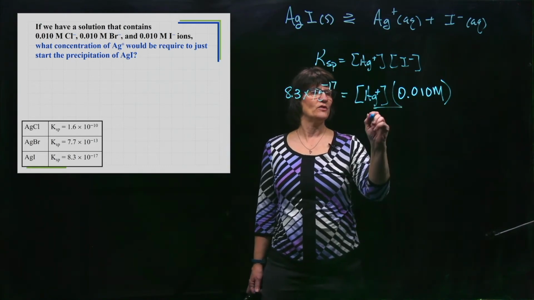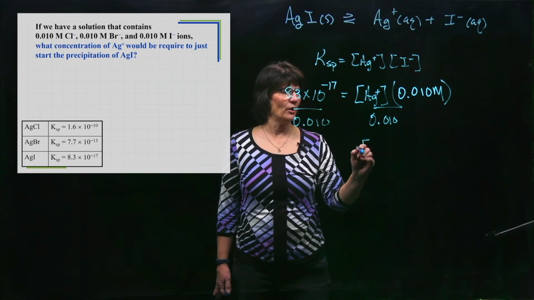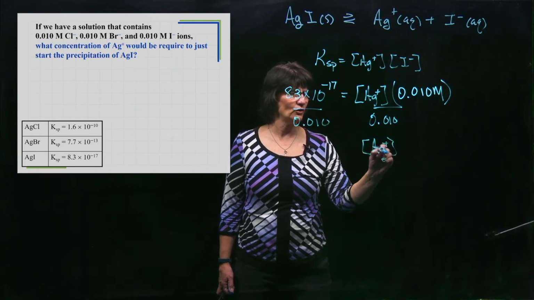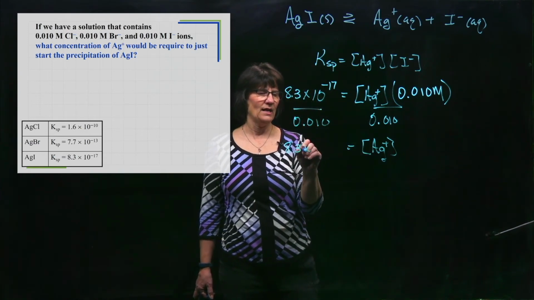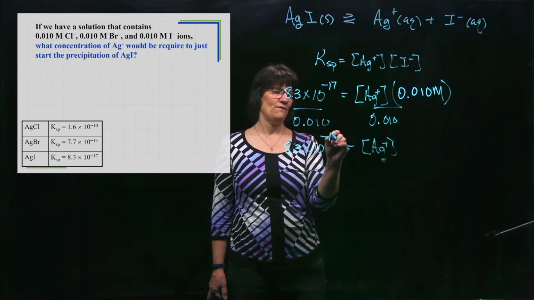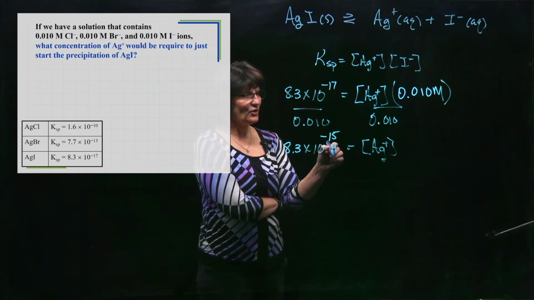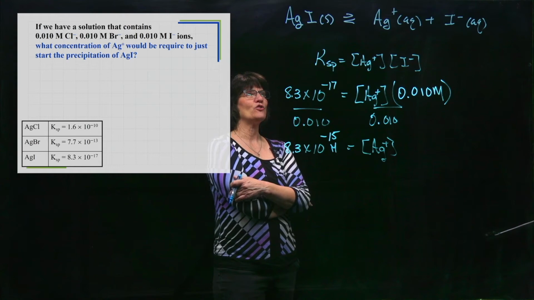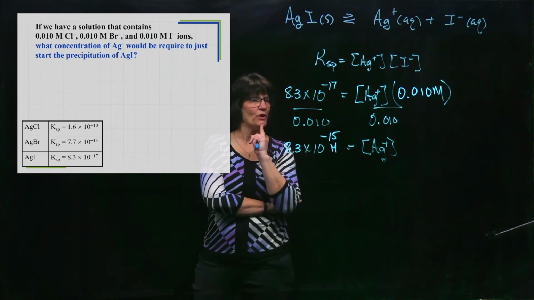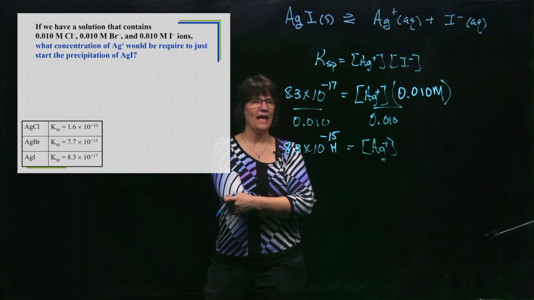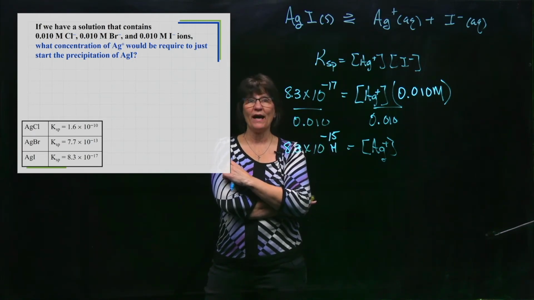So all I have to do is divide by 0.010 on both sides, and that will tell me as I drip the silver ions into solution, I need to get the silver concentration up to 8.3 times 10 to the minus 15. As soon as it gets that, and that's not very concentrated, is it? As soon as it gets to that concentration, I want to start forming a precipitate of silver iodide. When I get to that concentration and silver iodide starts precipitating out, I keep on adding silver, and I try to get a lot of that silver iodide to come out.